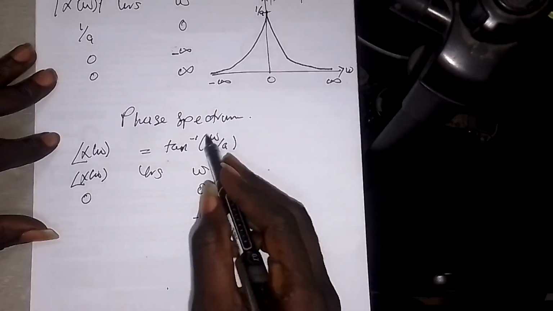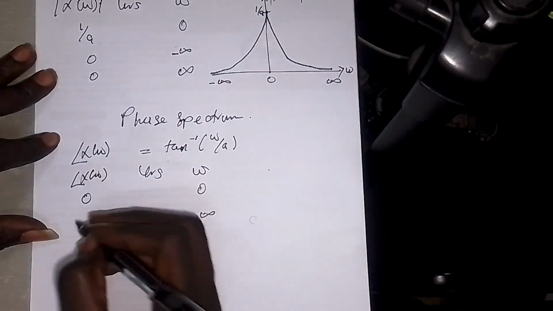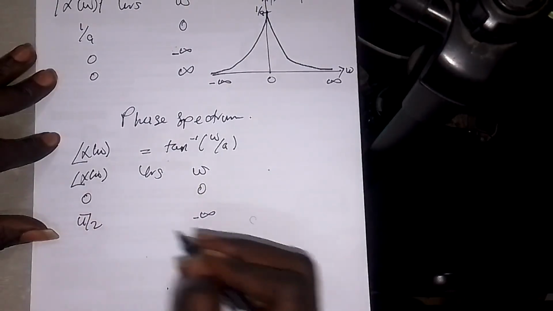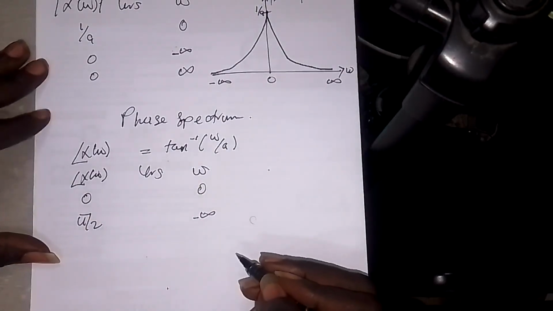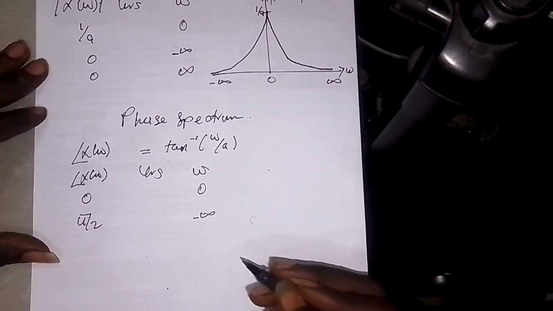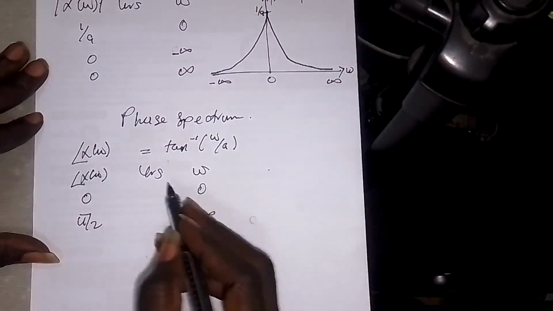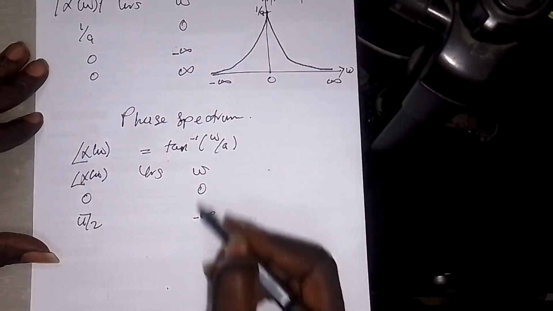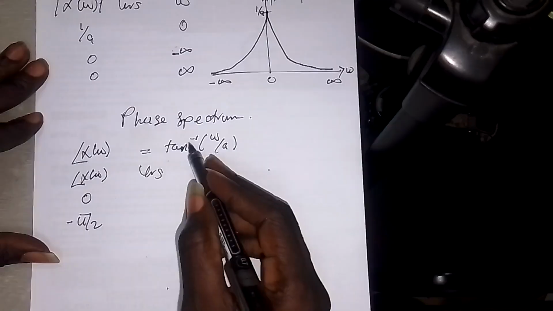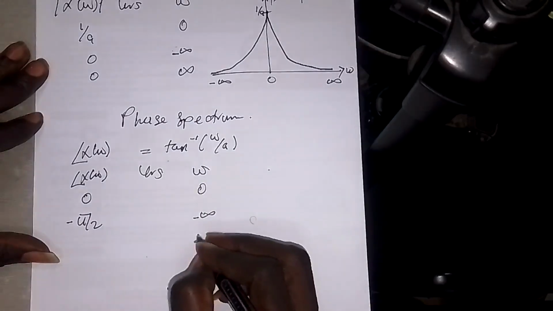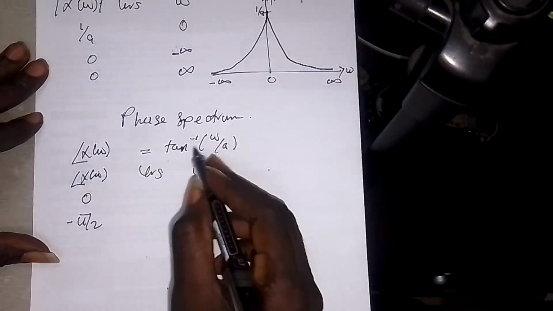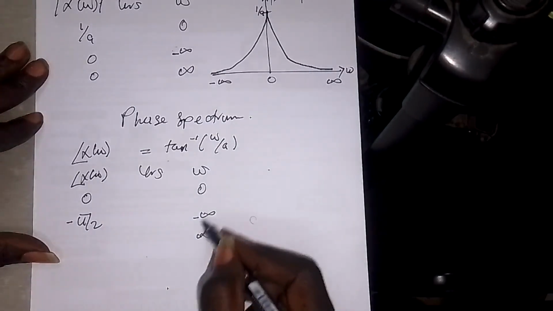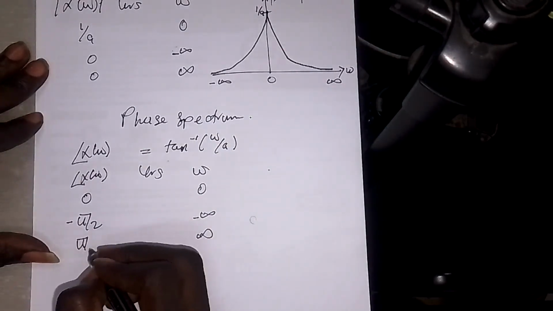Let's say omega is minus infinity. If omega is minus infinity, tan inverse of minus infinity is minus pi on 2. And then if omega is infinity, what is the angle for tan inverse of infinity? It is pi on 2.